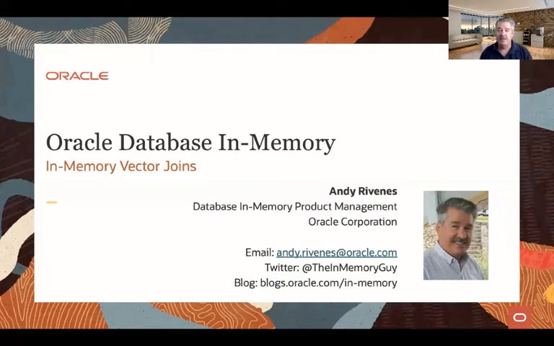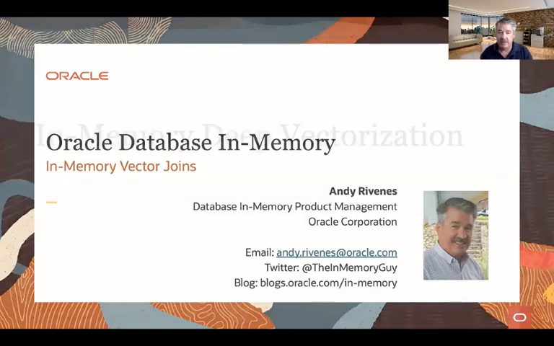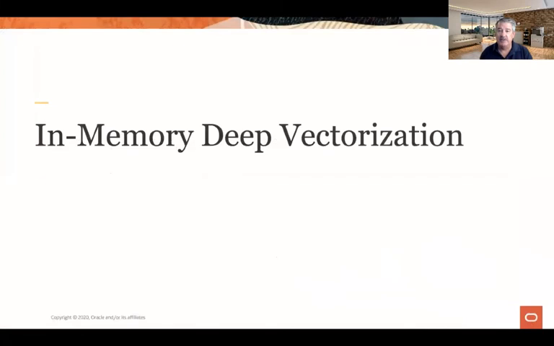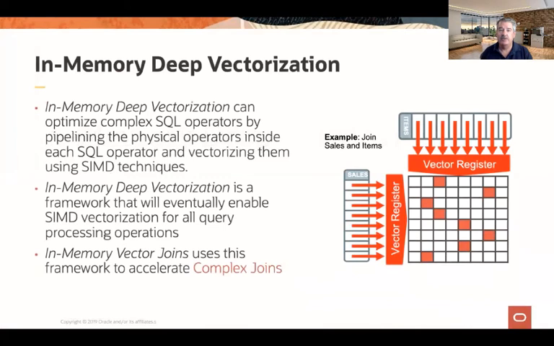I'm a product manager for database and memory, and I wanted to talk about the new feature in-memory vector joins. In-memory vector joins is part of in-memory deep vectorization. This is a new framework that we've introduced in Oracle Database 21c for database and memory.